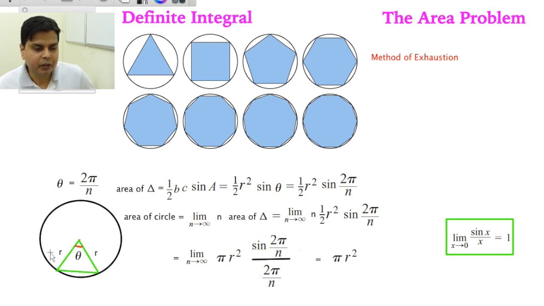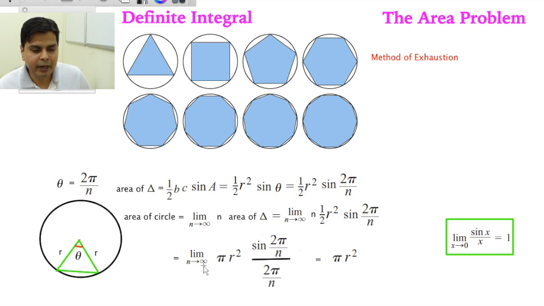Now the area of this circle will be n times the area of each triangle under the limit n tending to infinity, because when the number of sides of the polygon becomes very large, this polygon will completely cover my circle. So the area of the circle will be limit n tending to infinity of n times the area of the triangle. So this will be limit n tending to infinity of n times half r square sin 2 pi by n. Just rearrange this term: put pi here, put a pi here, this 2 will come here and this n will come here, so you get this.